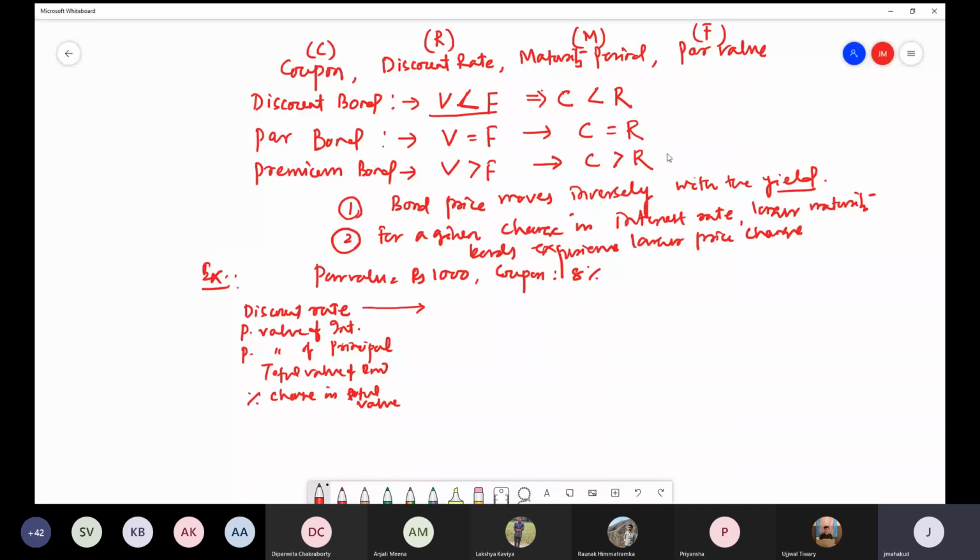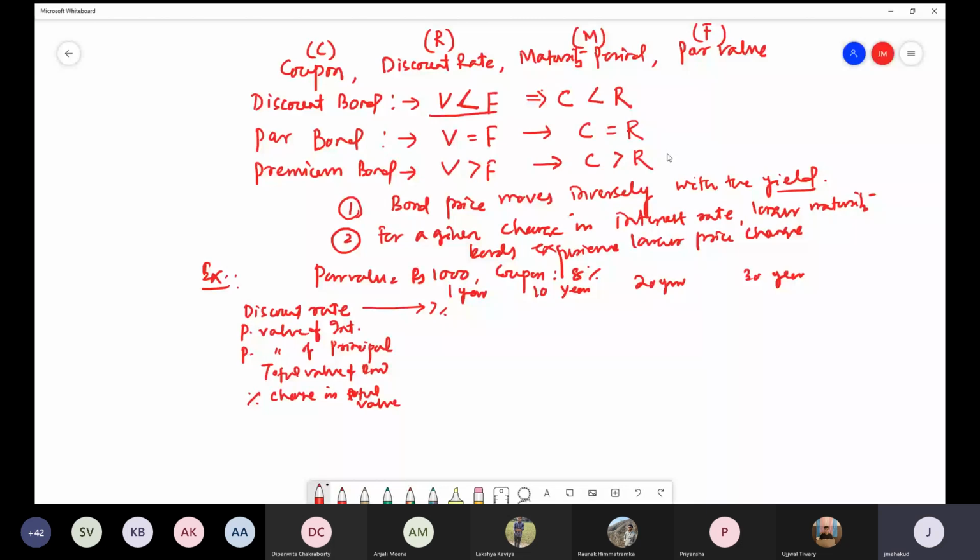So there is a bond, one bond whose maturity period is 1 year, another bond is 10 years, another bond is 20 years, and another bond is 30 years. For each bond, the par value is 1,000 and coupon is 8%. The first discount rate was 7%. I will directly give you the calculations.